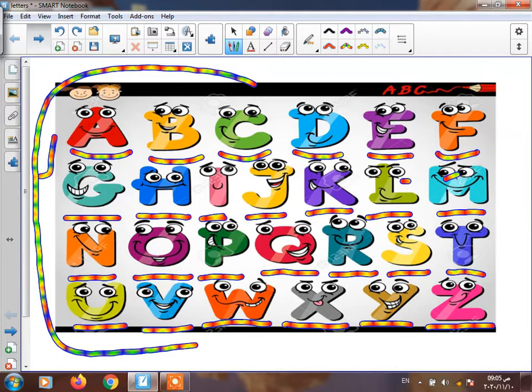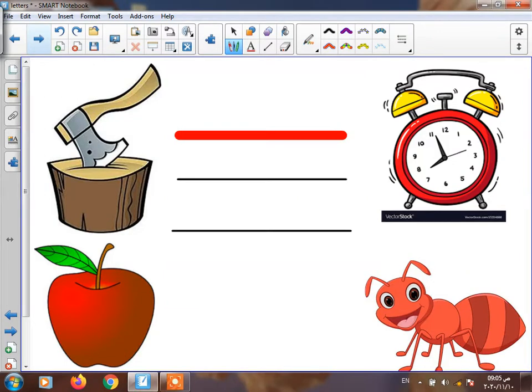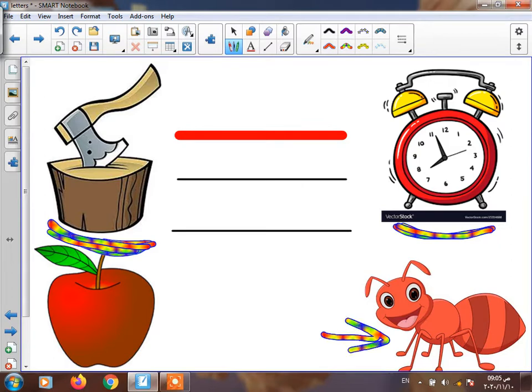Okay, KG2. Let's remember together. What is it, KG2? It's an axe. Again, KG2. It's an axe. And what is it? It's an alarm. And what's this picture? It's an ant. KG2, what is it? It's an apple. KG2, axe, apple, ant, alarm.